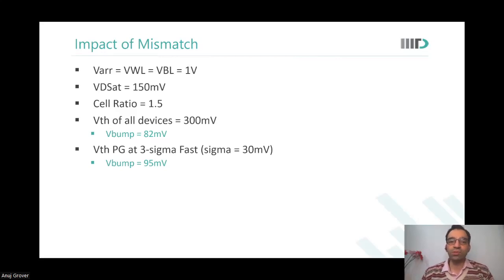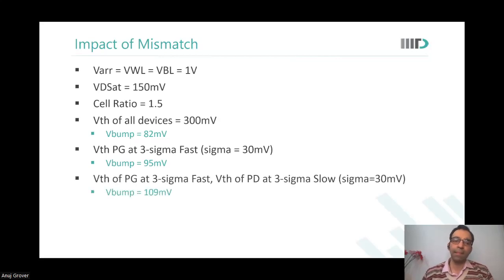So this is at least the same trend as when you degrade the cell ratio. You made the pass gate fast, so the cell ratio in a way effectively reduced and V bump increased. If simultaneously the pull down was towards slow, what will be the VT of pull down then? Again, 3 sigma slow pull down. 390. In that case, the V bump went to 109 millivolts.